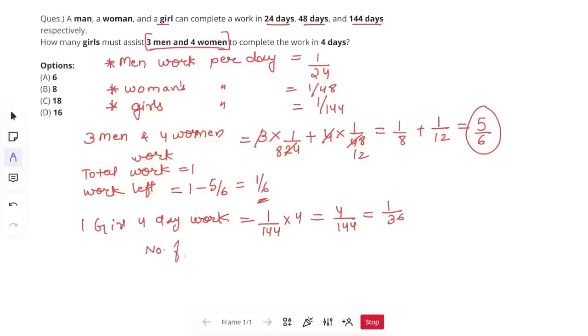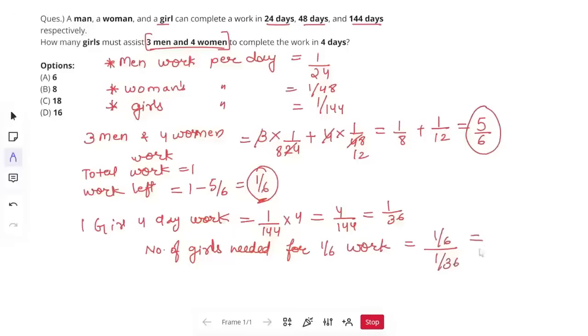So number of girls needed to complete 1 by 6 work. Why 1 by 6? Because 1 by 6 is the only work left. Number of girls needed for 1 by 6 work will be 1 by 6, that is the total work left, divided by the work done by one girl. So when you solve 1 by 6 into 36 by 1, it is going to be 6. So you will need 6 girls who can complete the work in 4 days.